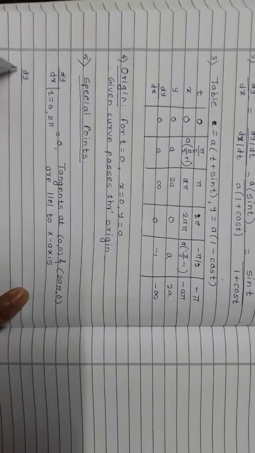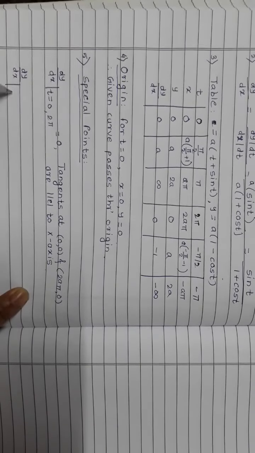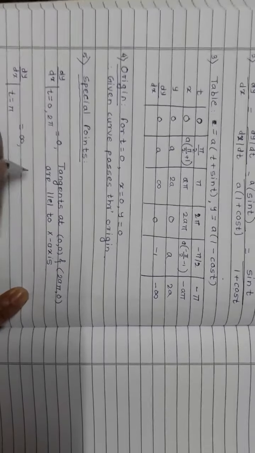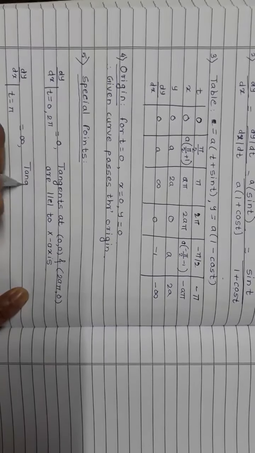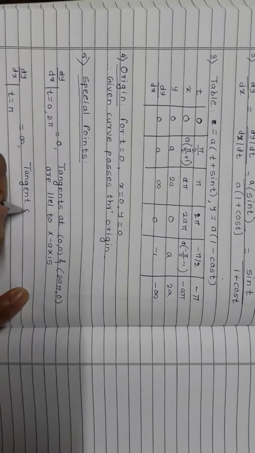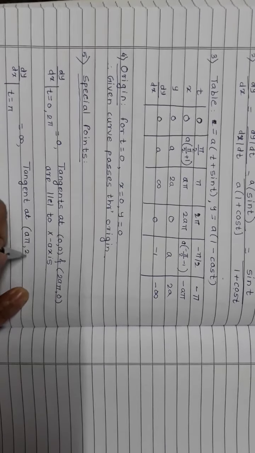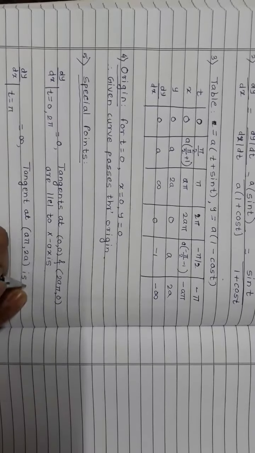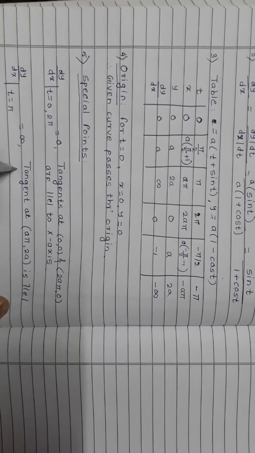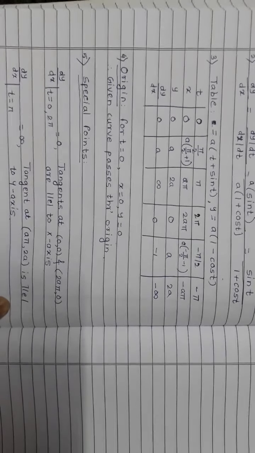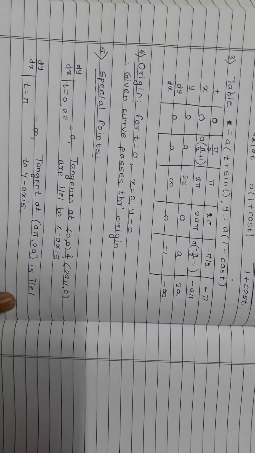And then dy by dx at t is equal to pi is equal to infinity. So the tangent at (a pi, 2a) is parallel to the y-axis. Okay, so this is the extra information we got from the table.